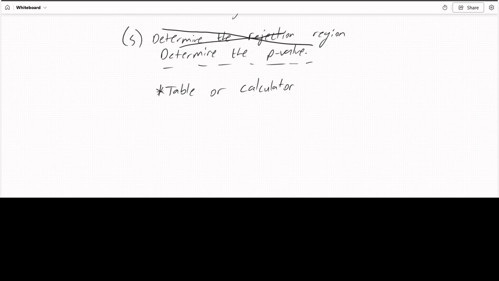Okay, so using the table, let's get our table back out of here.